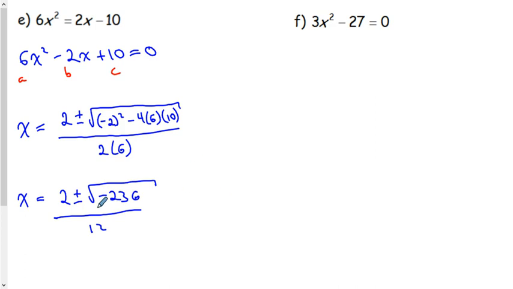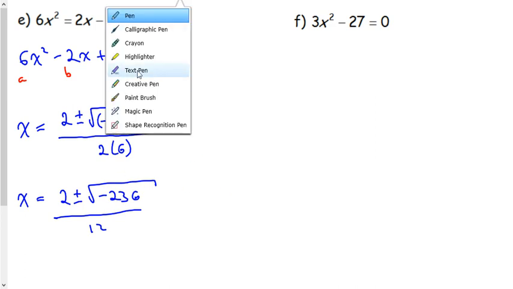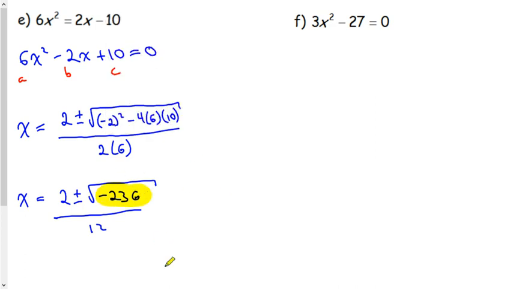And when you actually try and do something with this, like you try and square root that, put that into your calculator, try and take the square root of negative 236, your calculator is going to say error or it's going to show you that it can't do that. There's a problem. And there's a reason for that, right?